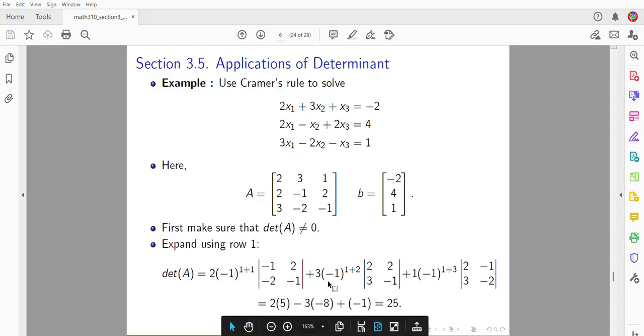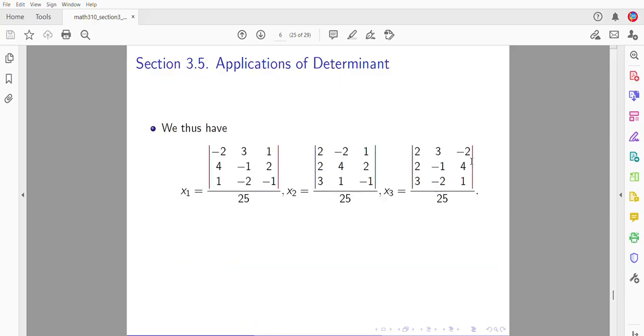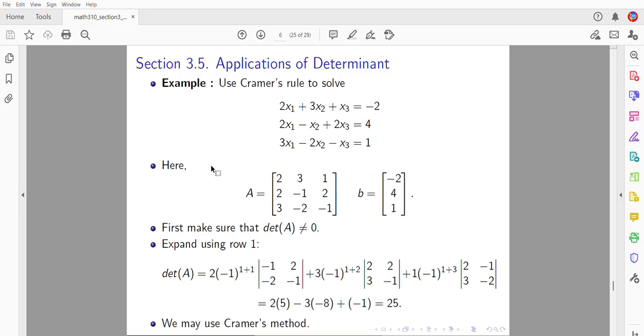Assuming I have not made any mistakes, please check. My answer is determinant of A is 25. Please check. Now we are ready to use Cramer's method because the determinant is non-zero. What does Cramer's method say? X1 is, first the denominator is the determinant of A and the numerator is the determinant of, for X1 replace the first column by the B column.